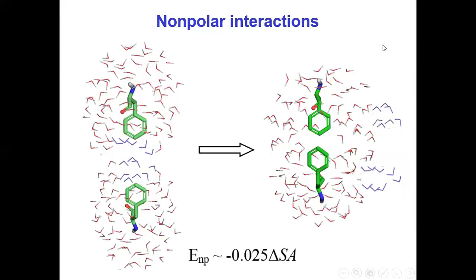Now, the energy of this interaction cannot be described accurately because, as I said, this is not a physical interaction per se. But we do know that the energy correlates with the surface area of the nonpolar groups that becomes buried when they interact with one another. This is delta SA. And the correlation factor is this number here. So we can use this equation to get an estimate of the energy of the nonpolar interaction if we know the size of the surface area that becomes buried.